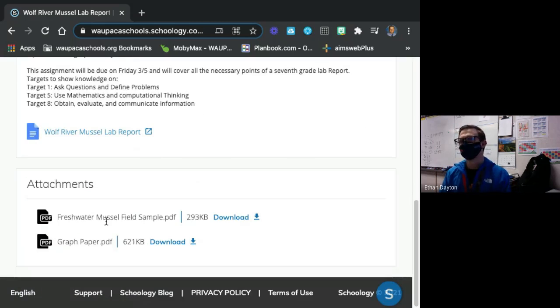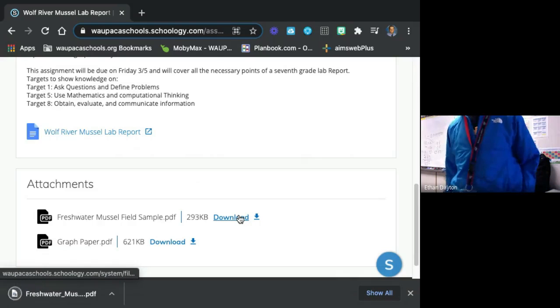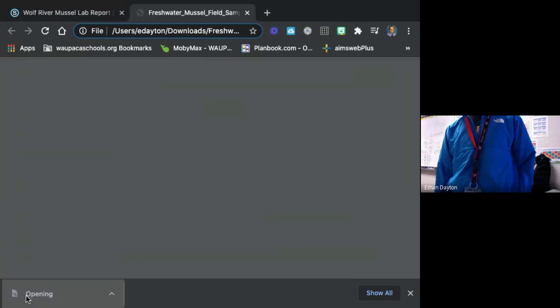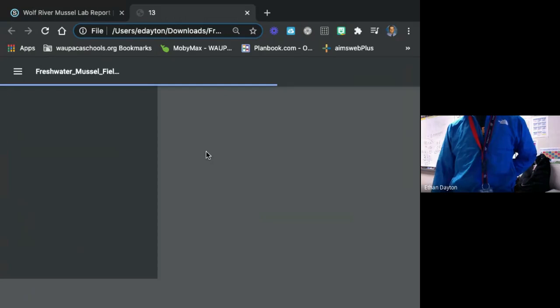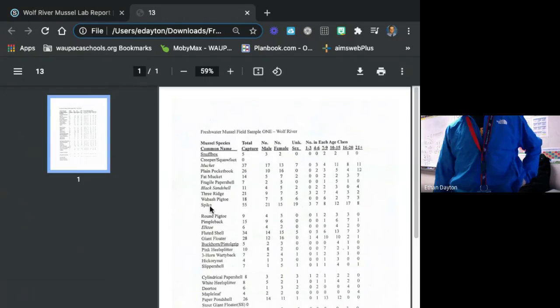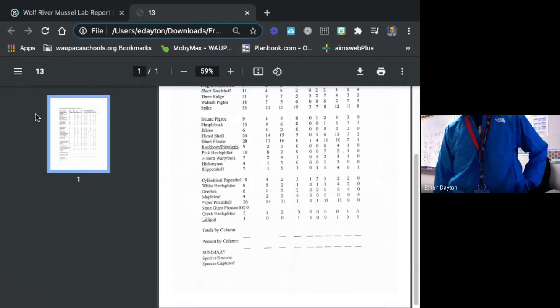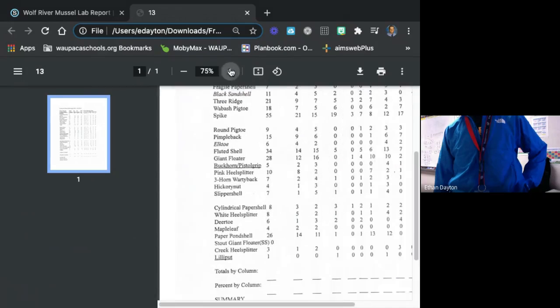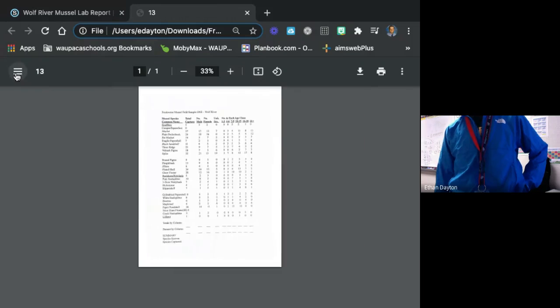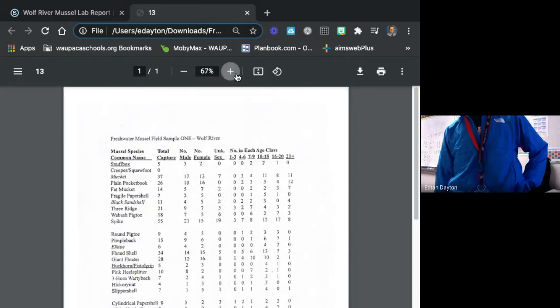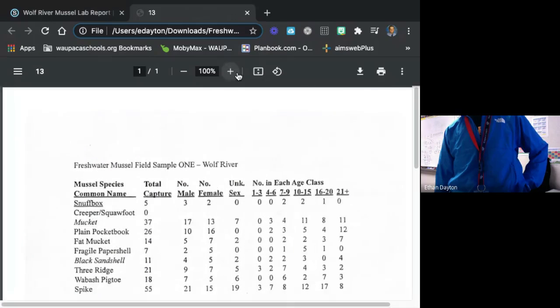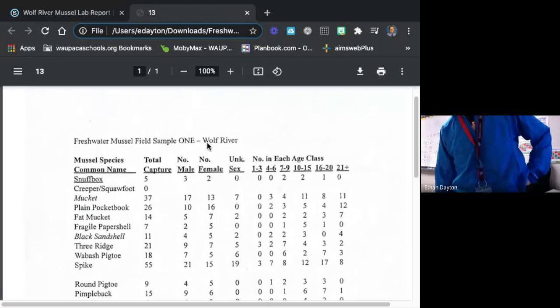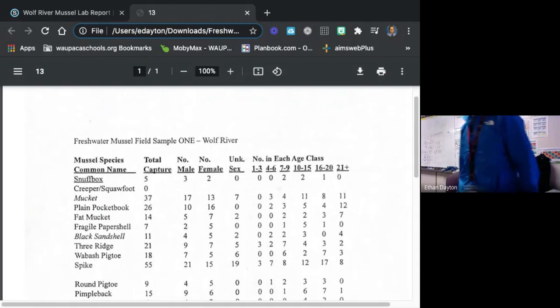Down here, you will need to open this PDF. It says download right here, the freshwater mussel field sample. Okay, and you're going to get something. I want this to go away. How does that go away? I want to zoom in. No, I don't want to zoom in. There we go. Now I want to zoom in. Okay, you're going to get something that looks like this. I'm going to zoom into 100%. Okay, here this is. Over on the left, you have the species.